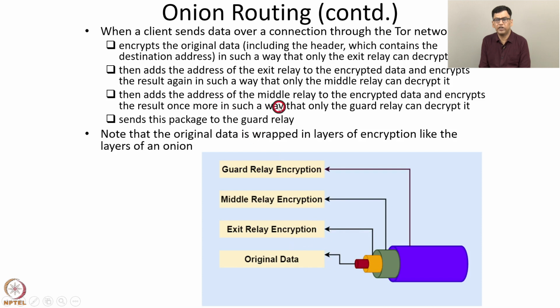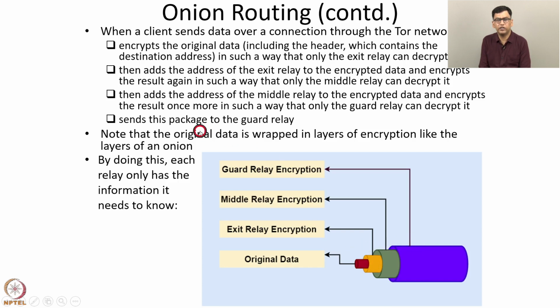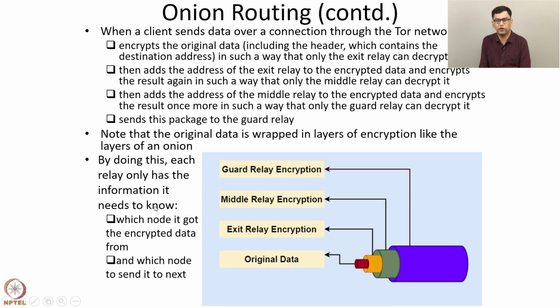So notice that the original data is wrapped in layers of encryption like the layers of an onion, hence the name onion routing. So we can see that this is the first layer which is put onto it, then this is the second layer and this is the third layer. So these are like the layers of an onion, hence the name onion routing. By doing this, each relay only has the information it needs to know, which node it got the encrypted data from and which node it will send the data to next.